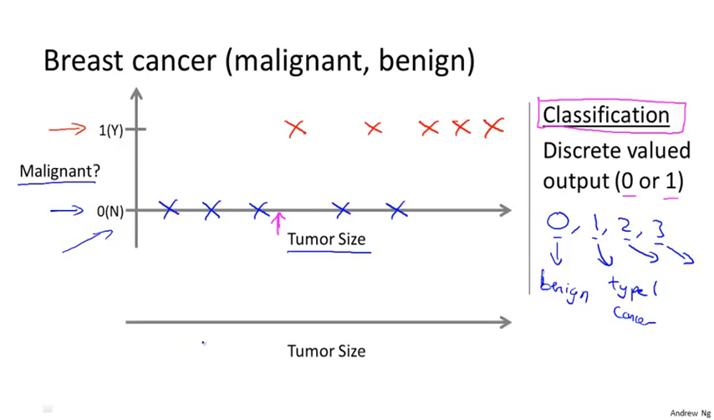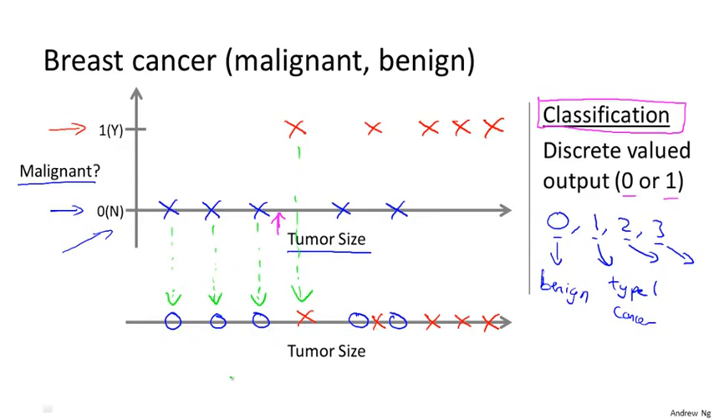So instead of drawing crosses, I'm now going to draw O's for the benign tumors, like so. And I'm going to keep using X's to denote my malignant tumors. Okay, I hope this figure makes sense. All I did was I took my data set on top, and I just mapped it down to this real line, like so, and started to use different symbols, circles and crosses, to denote malignant versus benign examples.